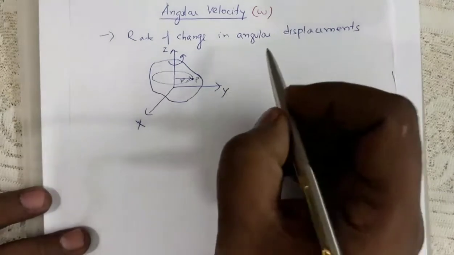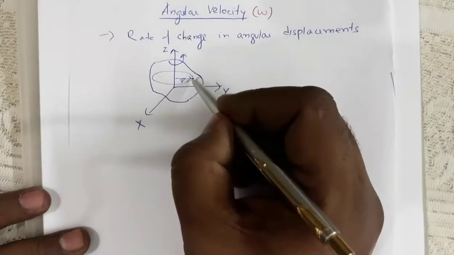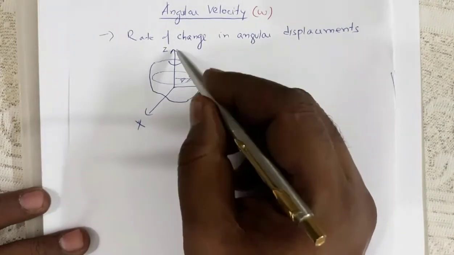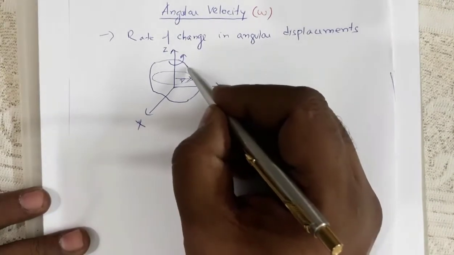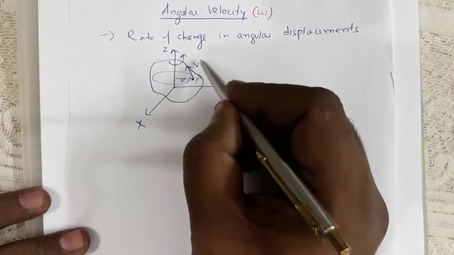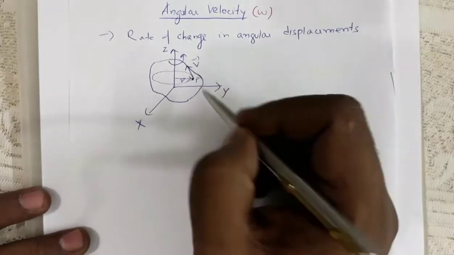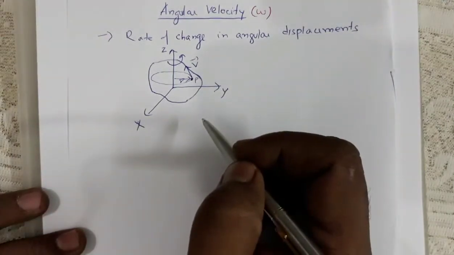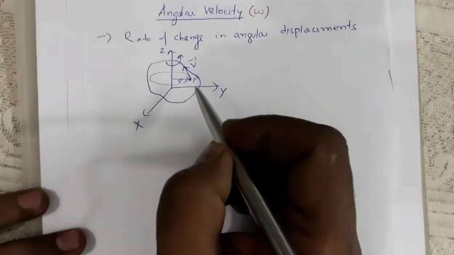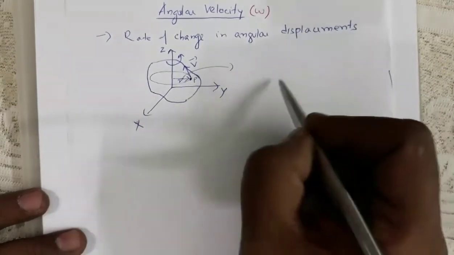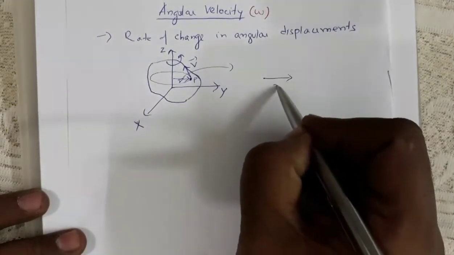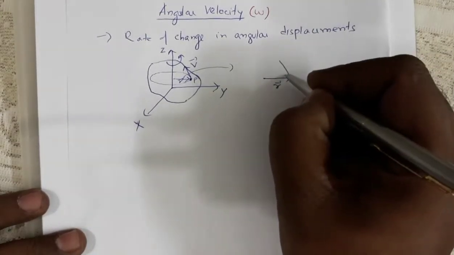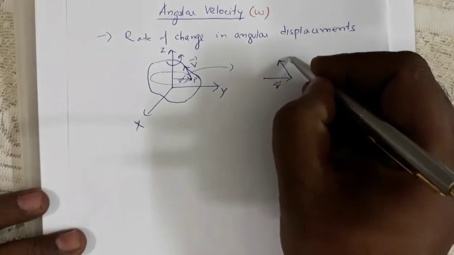Since the rigid body is rotating about this axis, this particle P is rotating in a circle. So this is the velocity vector, and it is directed inward. If I bring these things over here, this radius vector is directed outward, and the velocity vector is directed inward.